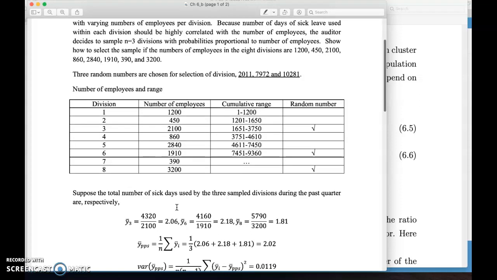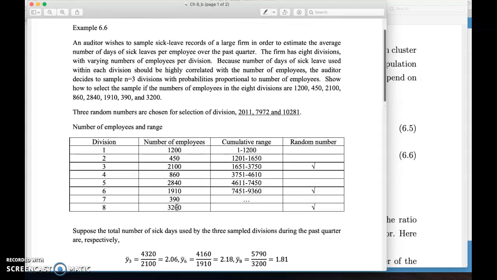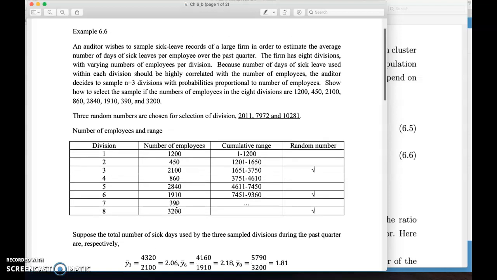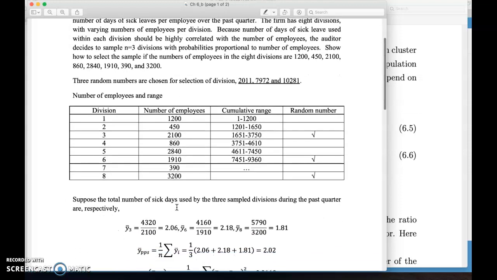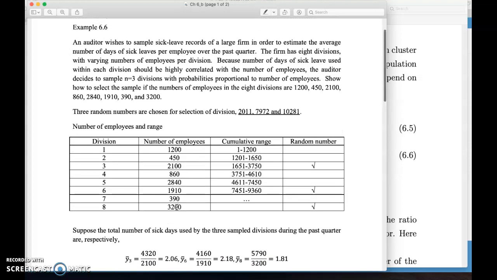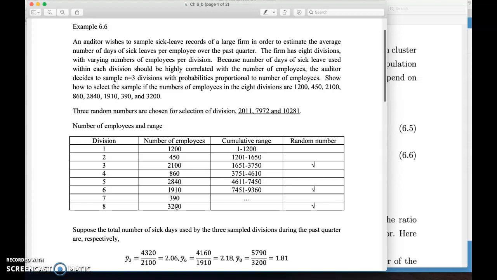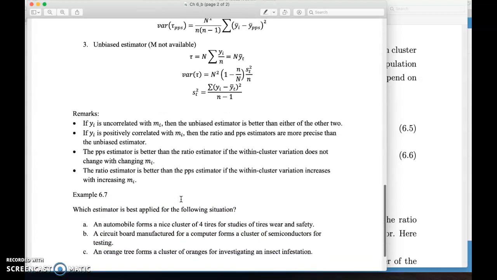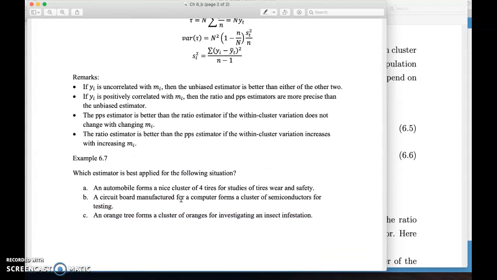So if that's the case, they more or less remain constant for the variation of the yi within each of the divisions. If that's the case, probability proportional to size is more applicable than the ratio estimation. Okay? I will give you some additional cases.